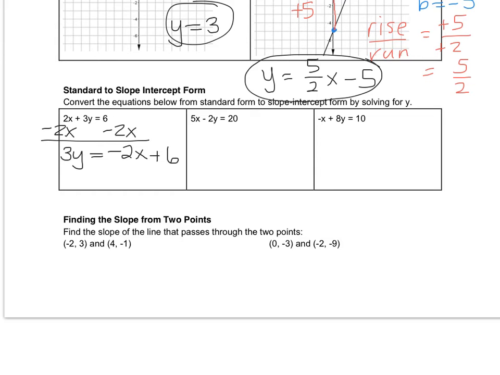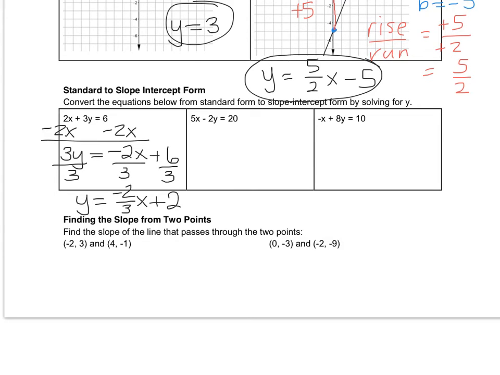Now, I'm going to divide by 3. And I'm going to divide everything on this side by 3. So I get y equals negative 2 over 3x plus 6 divided by 3 is 2. So now it's in slope-intercept form, y equals mx plus b.